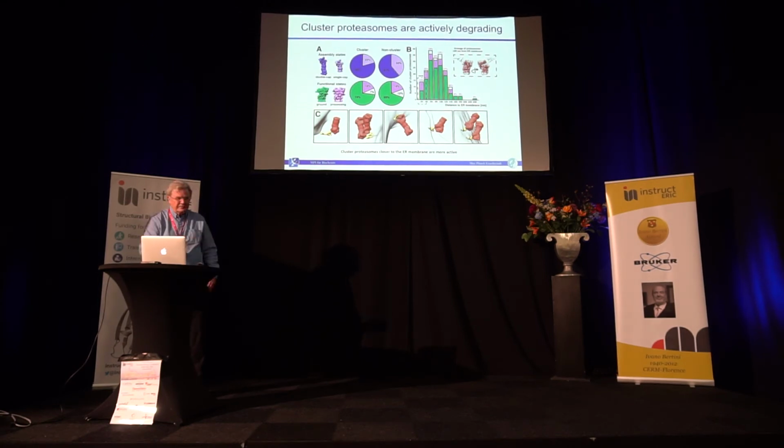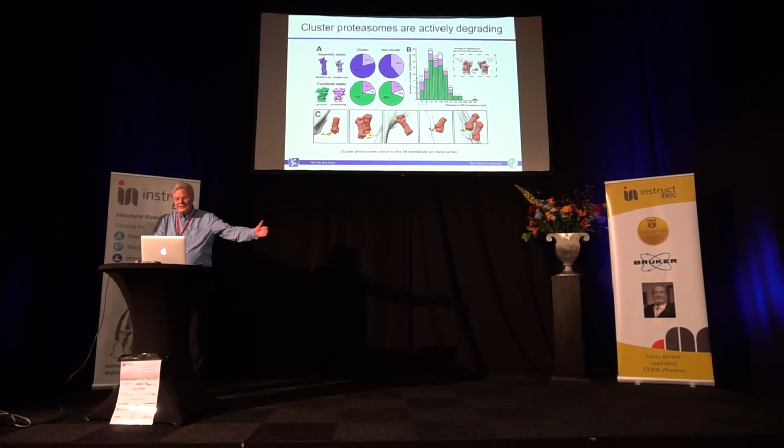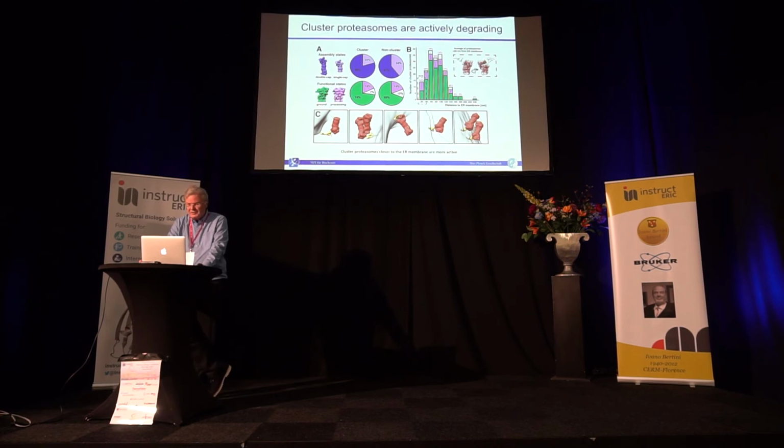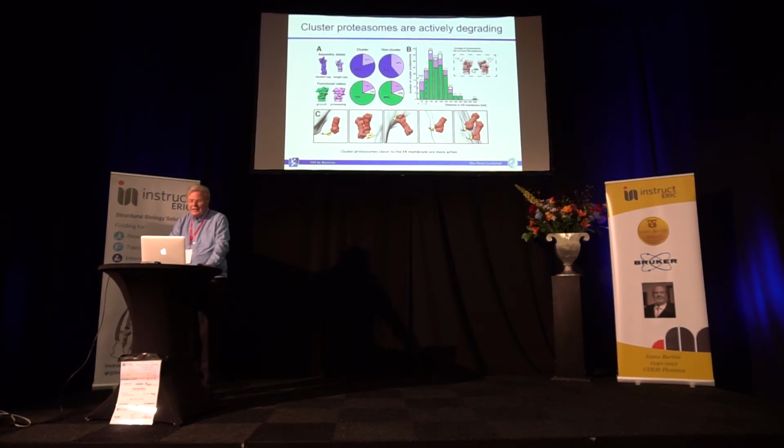Now, we could look into the ratio of ground state and substrate processing states, depending on the distance from the membrane. What you see here is basically that those directly next to the membrane, I think 50% of them, were substrate processing. As you get further away from the membrane in the cluster, it's mostly in the ground state. If you take those which are within something like 20, 25 nanometers from the membrane and average them, you always see some additional mass that is not accounted for by the proteasome itself.